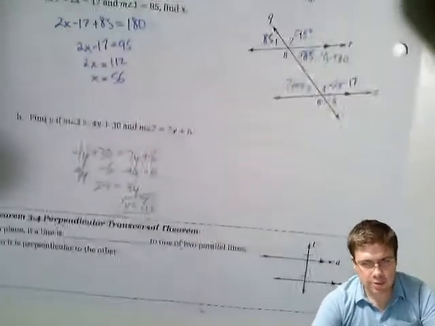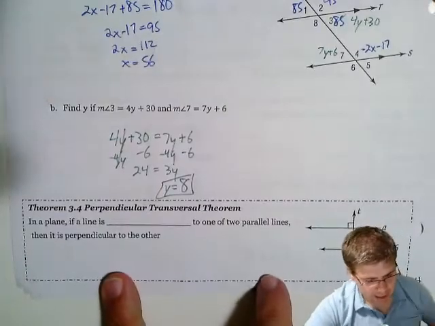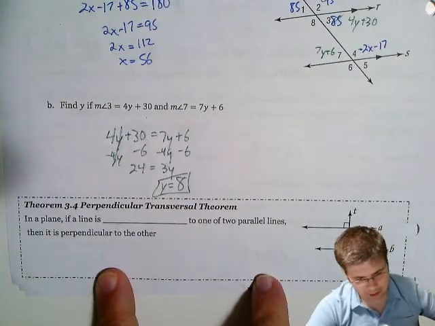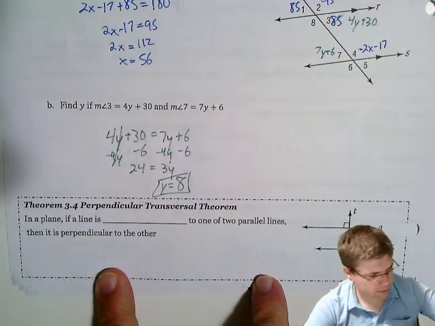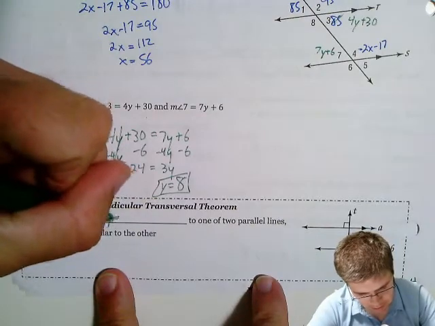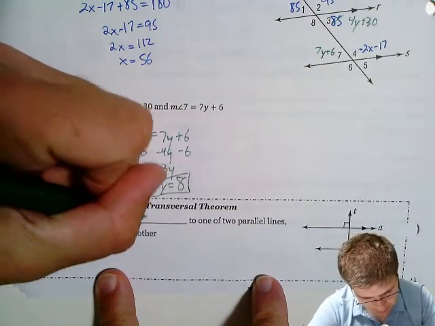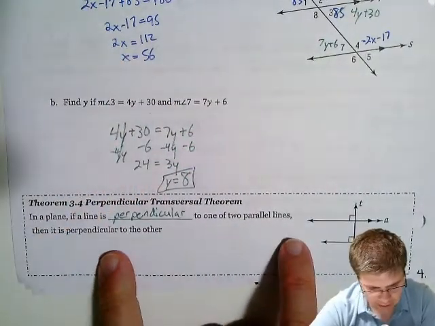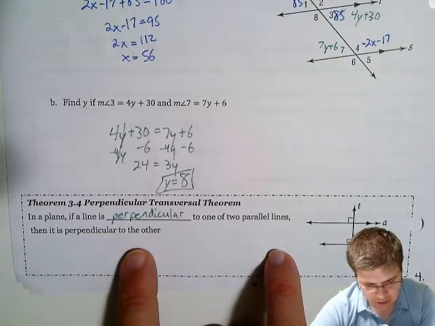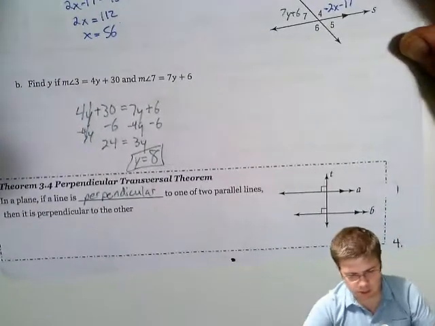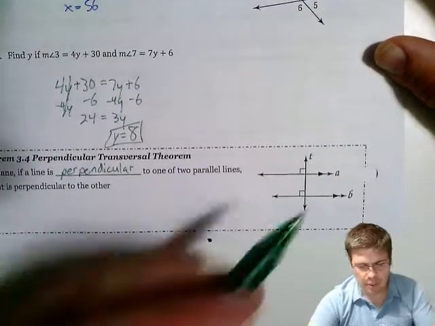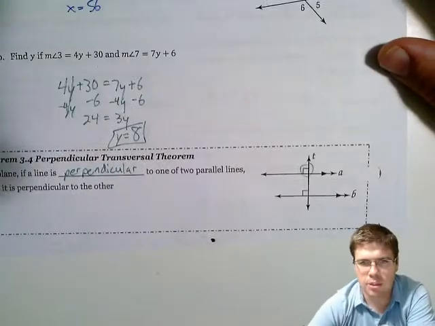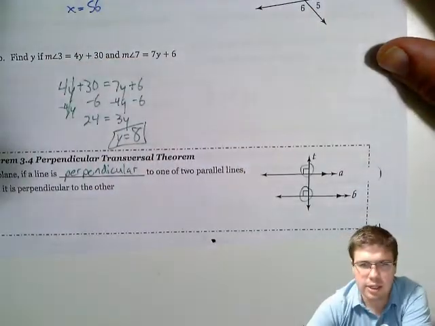All right, and I guess one last theorem for you. In a plane, if a line is perpendicular to one of two parallel lines, then it is perpendicular to the other. So this is if we are dealing with a transversal problem and we have parallel lines. If it's perpendicular to one, which is a 90-degree angle, then it's perpendicular to the other.